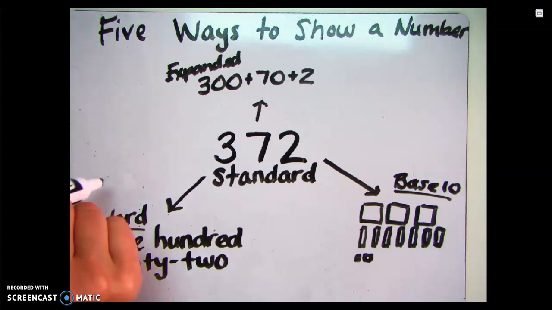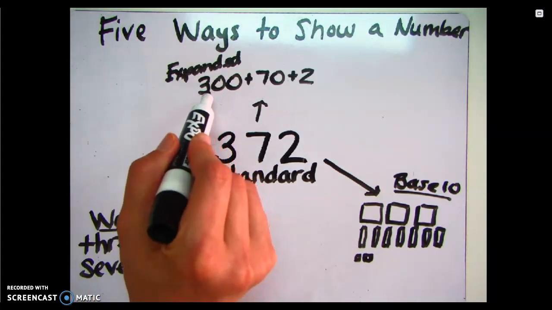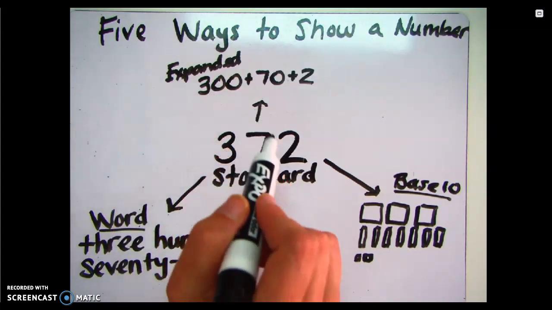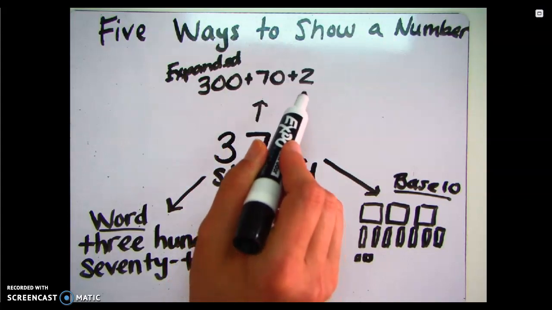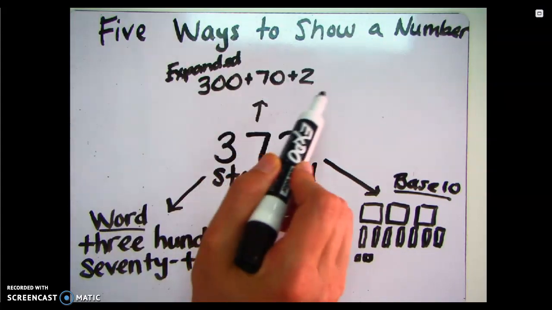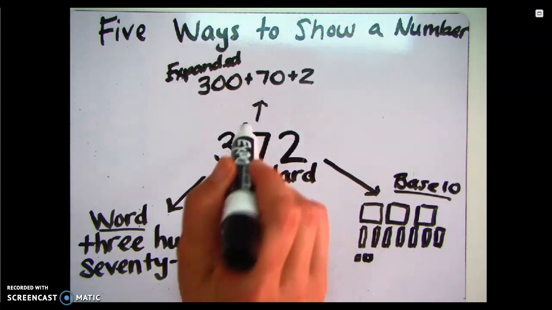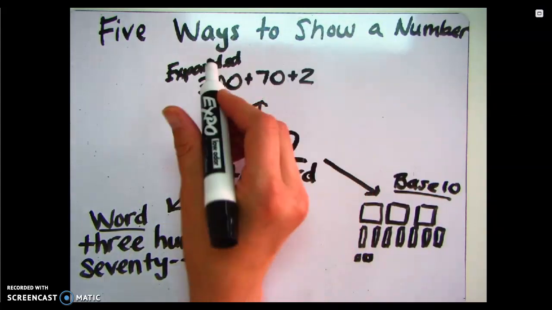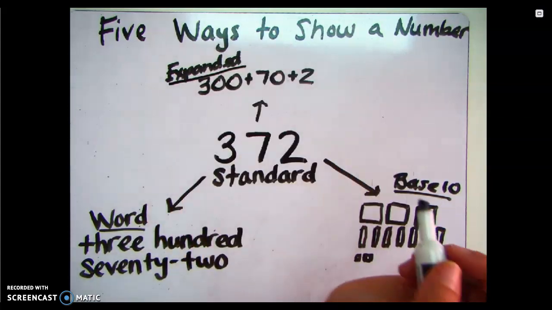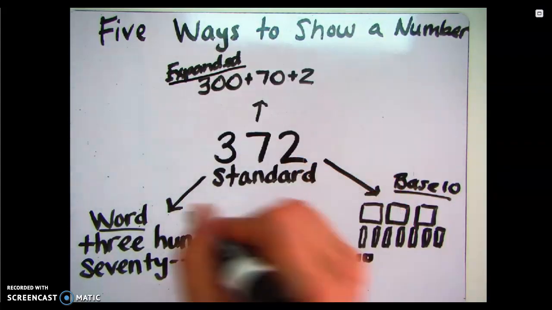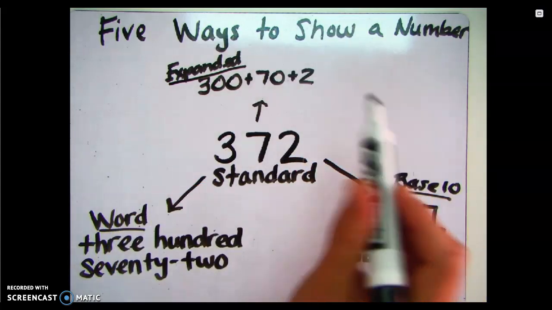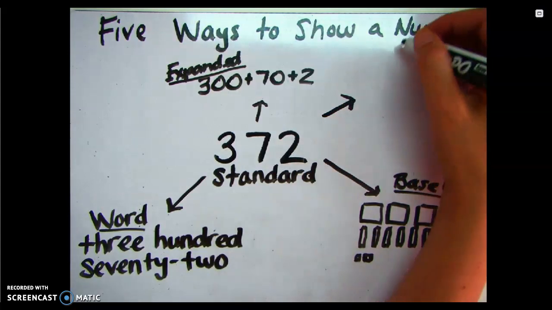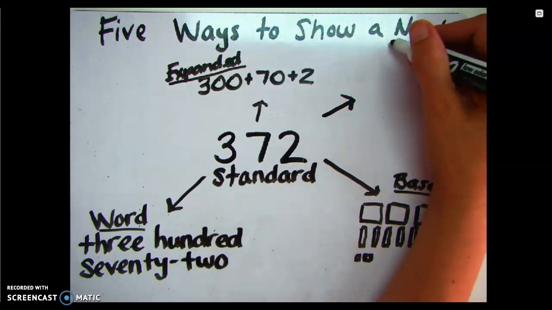I have a 3 in the hundreds place, and that means 300. I have a 7 in the tens place, and that means 70. I have a 2 in the ones place, and that means 2. So when I add all those 3 up, I will get 372 as my answer. So that is expanded form. So that is 1 way, 2 ways, 3 ways, 4 ways, and then the last way is just hundreds, tens, and ones.